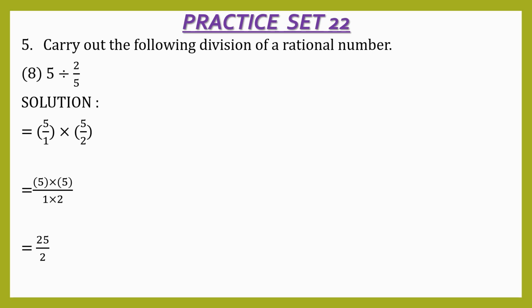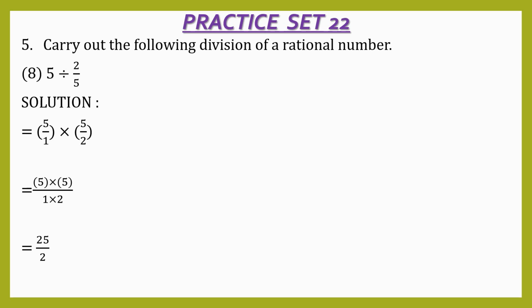The next question is the last question: 5 divided by 2 upon 5. Solution. 5 is nothing but 5 upon 1. If there is no number in the denominator, then it is always understood that there is 1 present in the denominator. So we have 5, which can also be written as 5 upon 1.